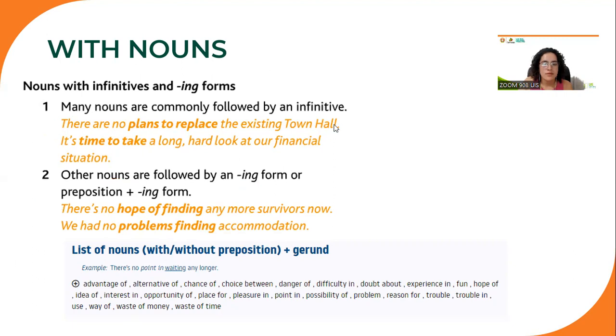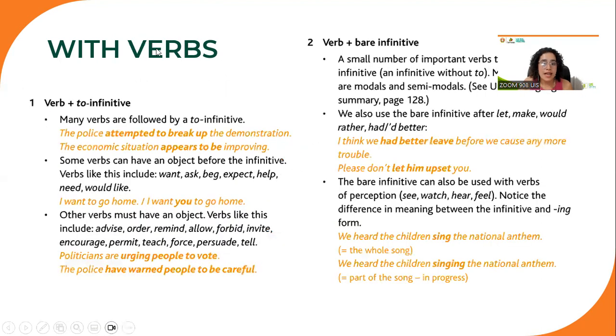No, I keep continuing. So that was nouns. It's very short. Now let's go with the verbs. This is the longer part to analyze when to use to and when to use the ing form, okay? So the verb plus to plus the infinitive. This is very common. The police attempted to break up the demonstration. The economic situation appears to be improving, okay?